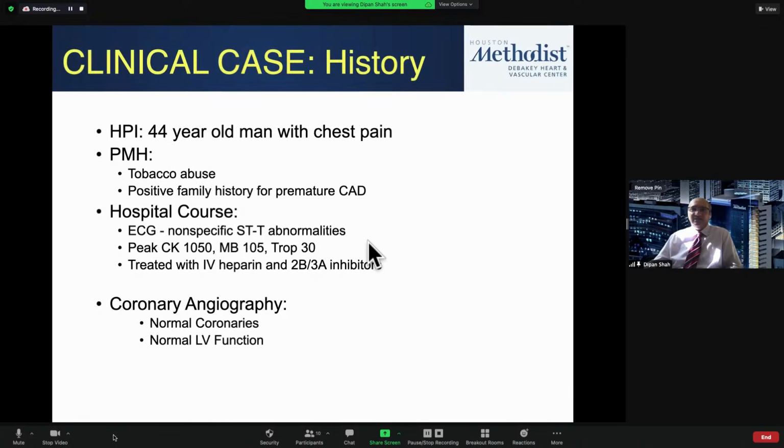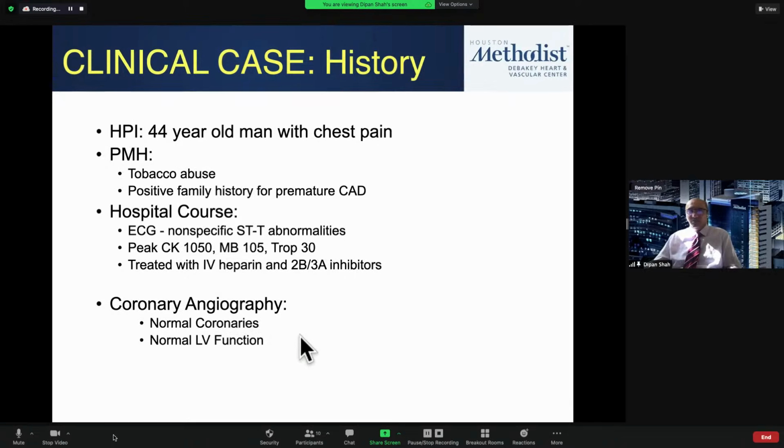Here's another case. This is a 44-year-old gentleman who comes into the hospital on a Friday evening. He has a history of tobacco abuse and a family history of premature CAD. His EKG shows some nonspecific ST-T changes, but he has a significant elevation in his cardiac enzymes over the weekend as he's been treated with heparin and antiplatelet agents.